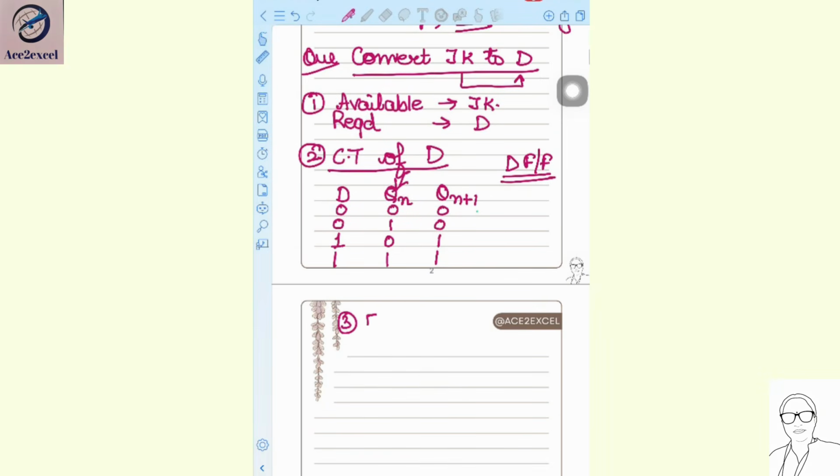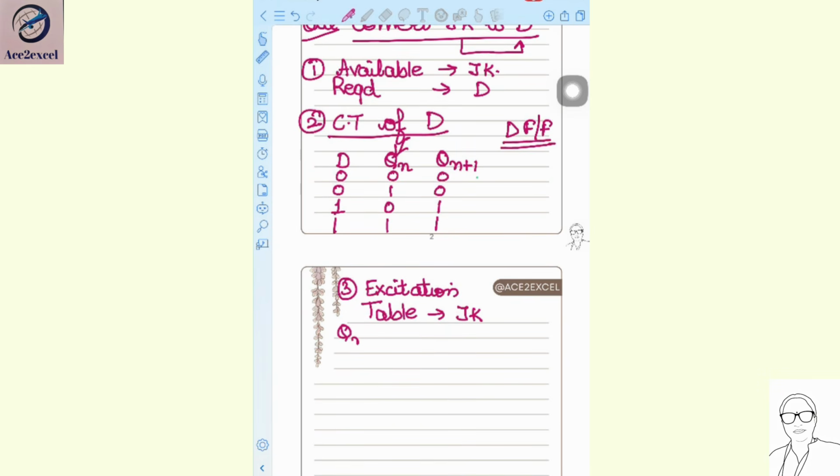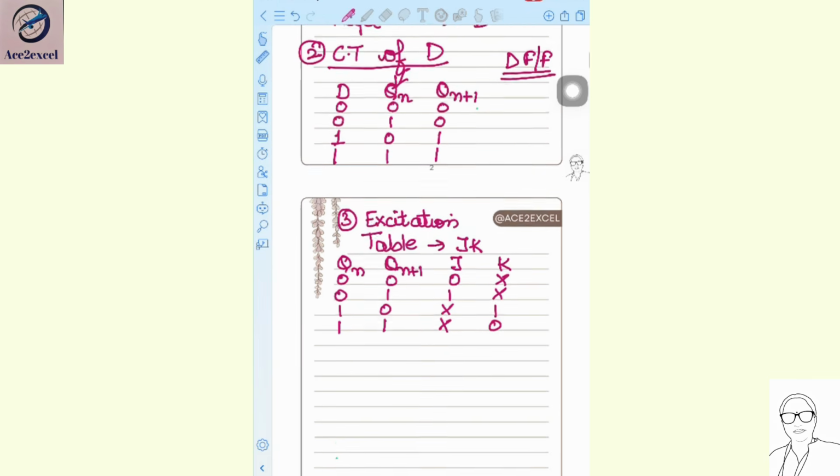Step 3, we are supposed to make the excitation table. And the excitation table is always made for the available flip-flop. What is available? JK. What are the elements of the excitation table? Present state, next state, J and K. For two inputs, values will be 0, 0, 0, 1, 1, 0, 1, 1. If you make the characteristic table, you will get that whenever present state and next state are 0, 0, 0, 1, 1, 0, 1, 1, J works as 0, 1, cross, cross, and K is reverse to it, cross, cross, 1, 0. Right? How do we get this table? The excitation table is always made from the characteristic table. For the meantime, we are just making the quick entries, and this is how your table appears.